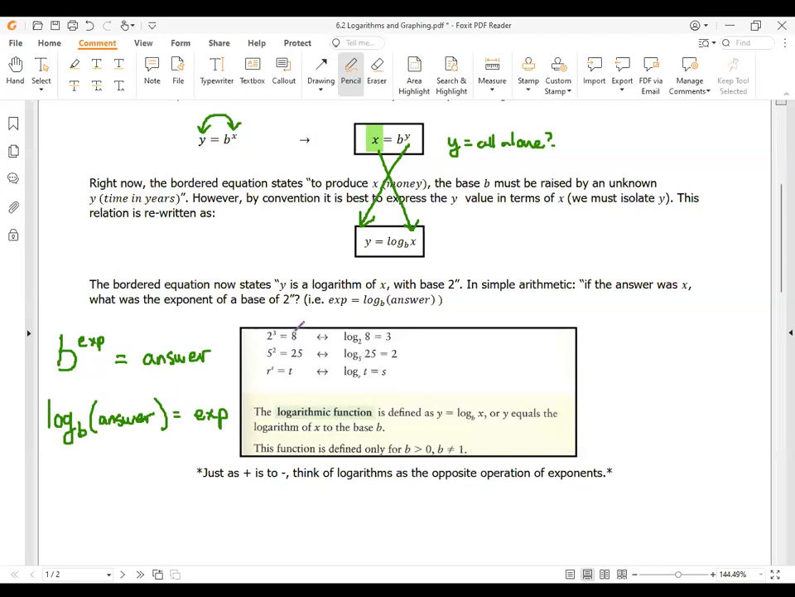So here are some examples. 2 to the power of 3 is 8. In a log with base 2, if the answer was 8, what is the exponent? I know it's a mouthful. I'll say it one more time. With a base of 5, if the exponent is 2, the answer is 25. With the base of 5, if the answer was 25, the exponent must be 2. Okay, that's basically what we're saying.